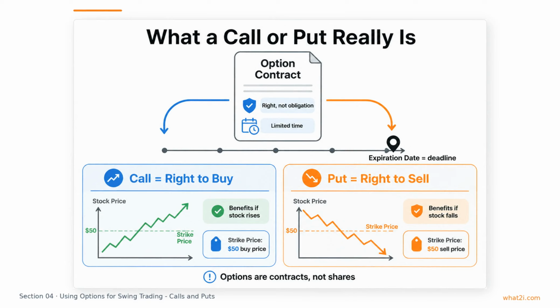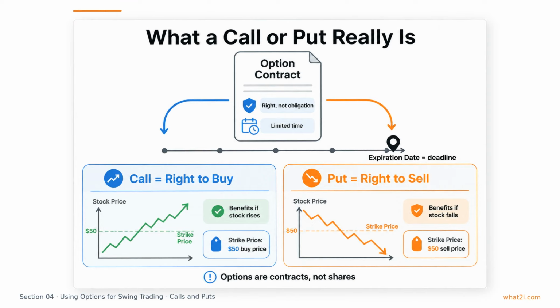Options are contracts, not shares, and that difference changes how swing traders need to think about them. A call gives the right to buy at a set strike price before expiration, while a put gives the right to sell at that strike price before expiration. The buyer has a right, not an obligation, which is why the maximum loss for a long option is typically limited to the premium paid.